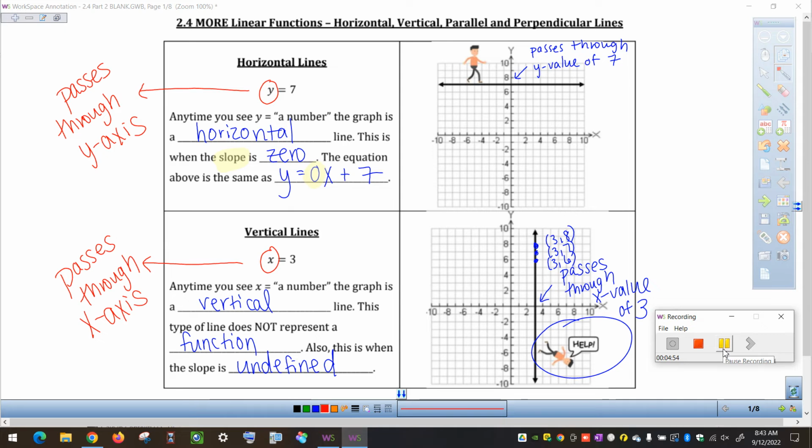All right, so with that introduction, there are 3 equations at the bottom of your paper that I'm going to have you practice. So go ahead and graph those 3 equations. We've got y equals 5, x equals -4, and y equals 0.